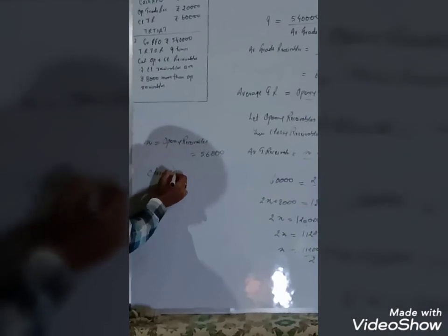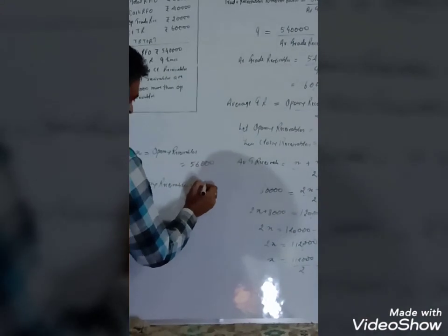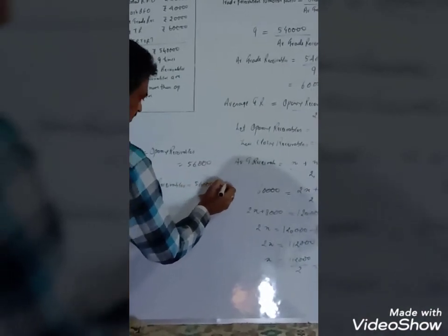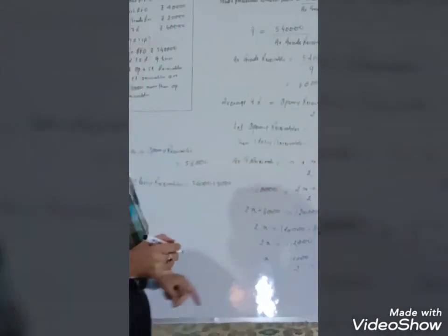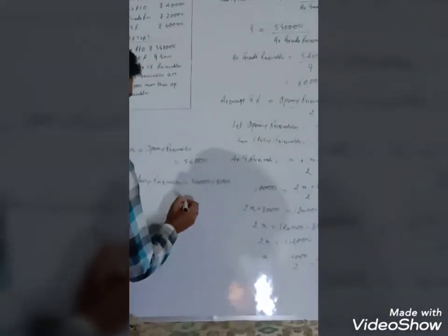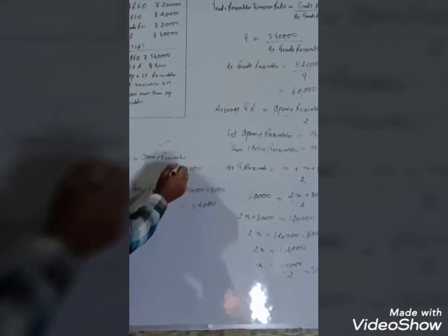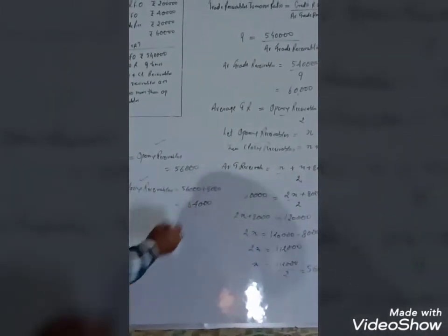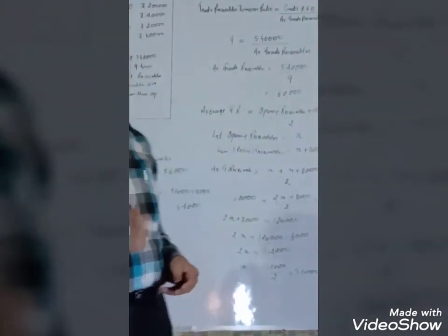Then closing receivables are equal to 56,000 opening plus 8,000. That means closing receivables are X plus 8,000. Opening is 56,000 plus 8,000, which is 64,000. We have calculated opening receivables as rupees 56,000 and closing receivables as rupees 64,000, as per the requirement of the question.